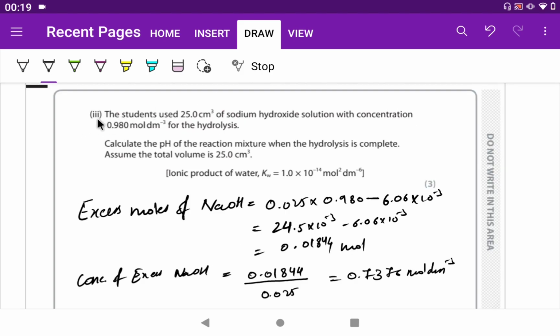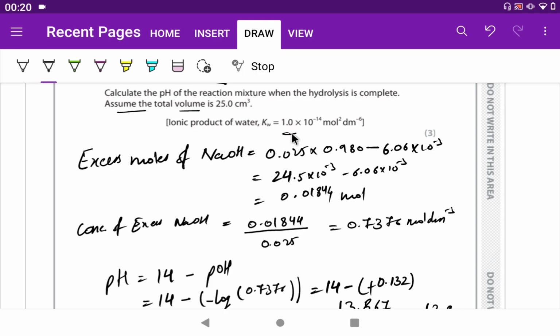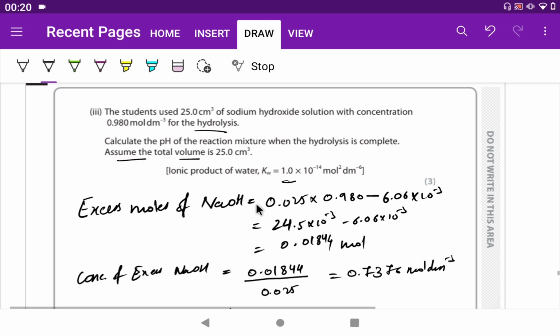Third part is, the student used 25 cm³ of sodium hydroxide solution with concentration of this for hydrolysis. Calculate pH of the reaction mixture when hydrolysis is completed. Assume total volume is this. Ionic product of water is given to us. Okay, so excess moles of NaOH. Excess moles of NaOH is this, and already we have 6.06, so this is the excess moles of NaOH.